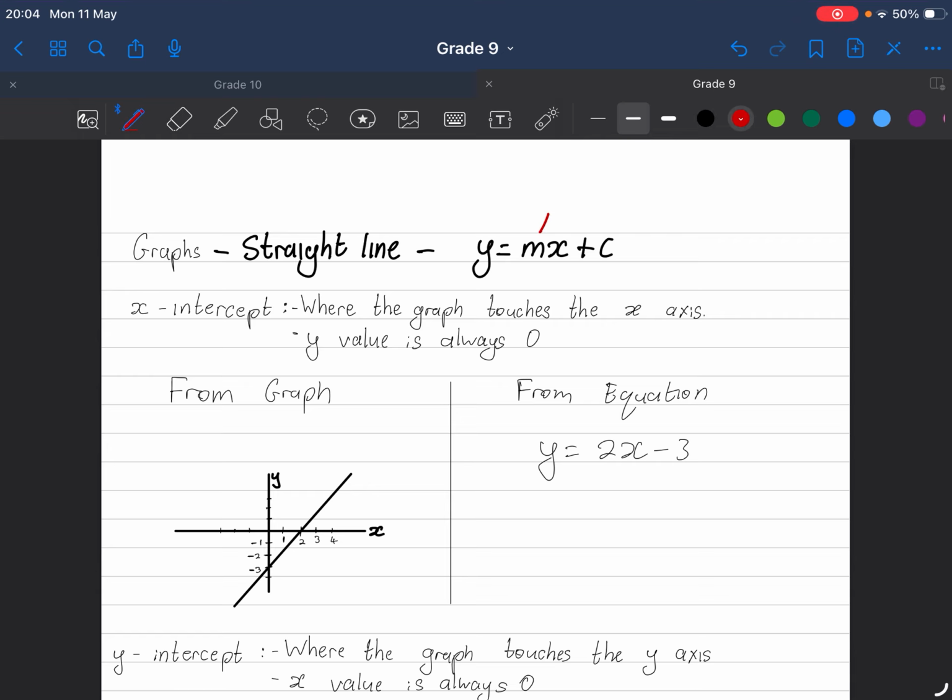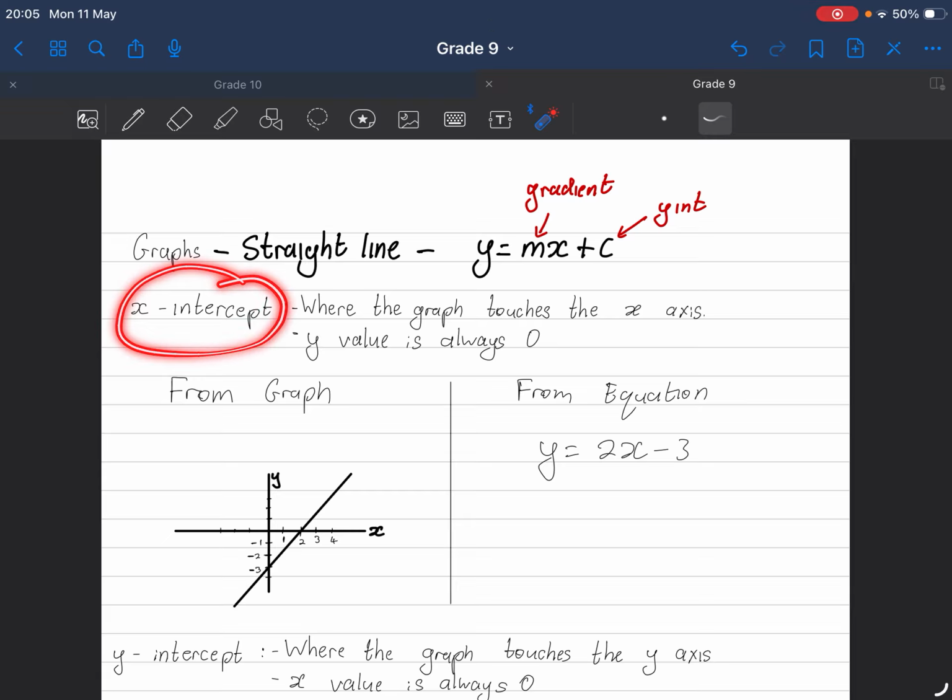The m value is something called our gradient, and the c value is the y-intercept. Now we'll get to that in a minute. So let's begin. The first note we have over here is something about an x-intercept. An x-intercept is basically where the graph touches the x-axis.